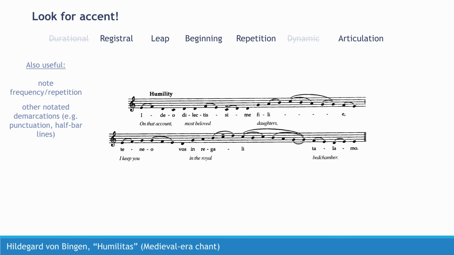All right, so you probably noticed that E is the note that's the most repeated in this case. It happens at the beginning of our phrase, it happens at the ending of our entire piece, as well as the ending of the first line of music. And you also probably noticed there were other kinds of accentuation happening in this music.